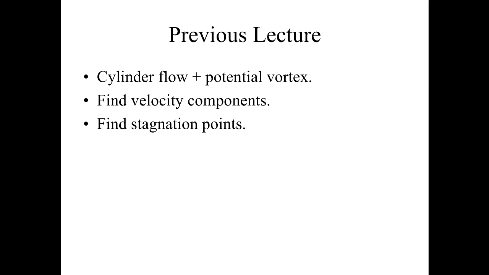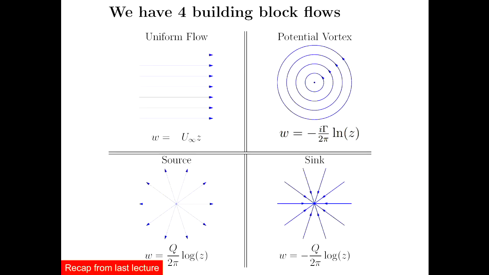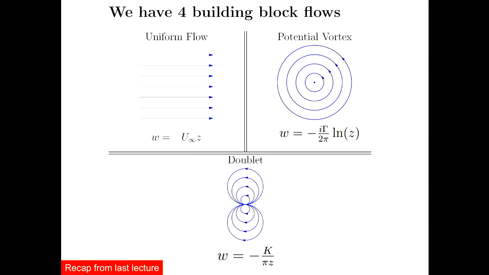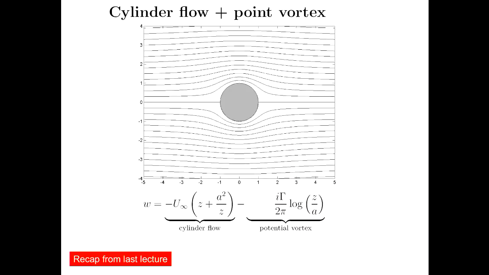So, in the previous lecture, we looked at a cylinder flow, where we have a uniform flow, a doublet, and also now we have added a potential vortex, which gives us a flow over a rotating cylinder. Remember we started off with 4 simple building blocks: a uniform flow, a potential vortex, a source and a sink. And a source and a sink superimposed gives us a doublet. If I combine these 3 flows, we get a flow over a rotating cylinder. So we found the complex potential for this flow.